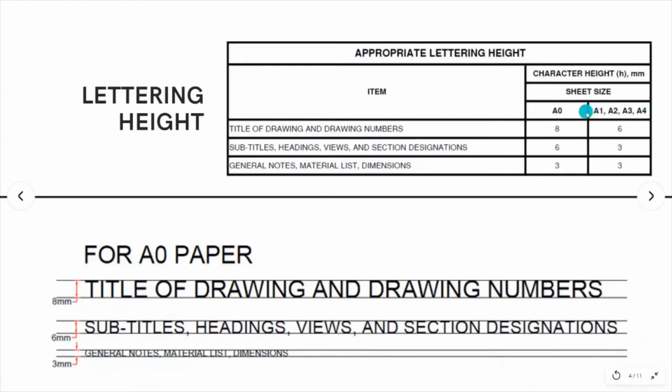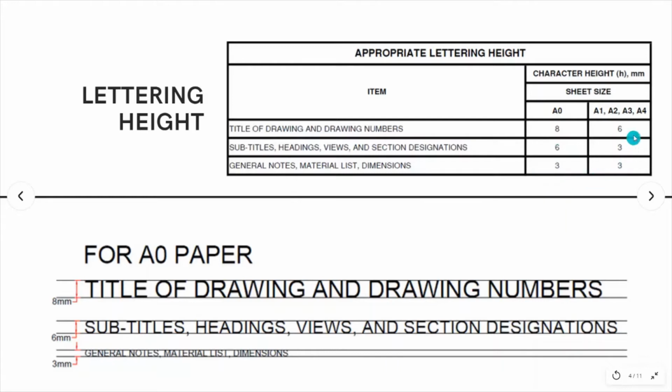Usually mao ni atong i-draw, ug A0 kay rare, dagko na nga papers ni. So rarely ni magamit nato, or siguro kung mag-buhat na mo og building plans, gamiton jud. Pero atong tanawon lang, ang title of drawing and drawing numbers lamang ang atong 8 mm nga size. Usually jud ang atong gamiton sa atong mga drawing kay ang 6 mm ug ang 3 mm.